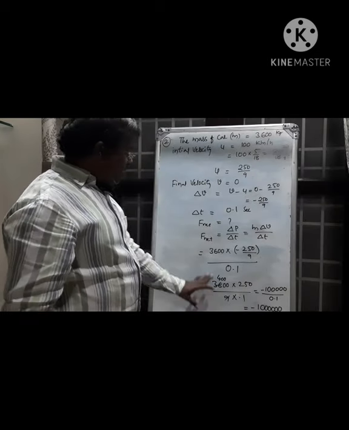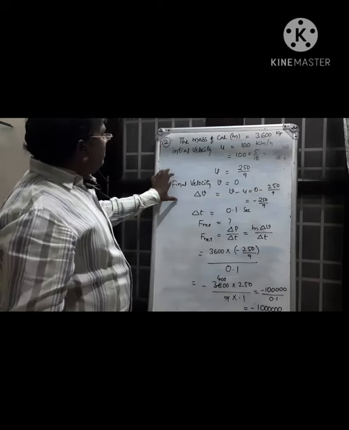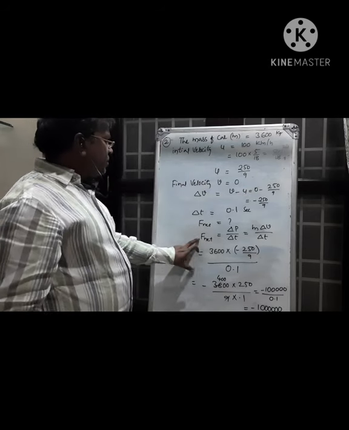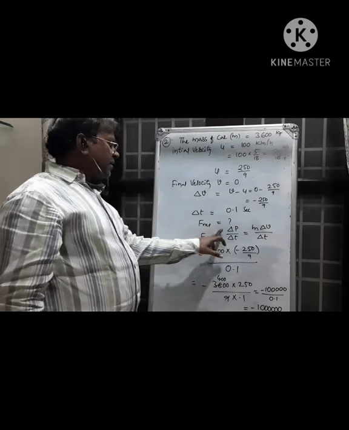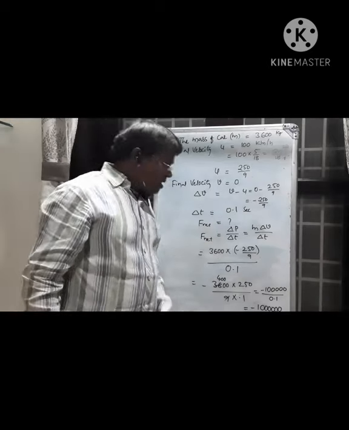So here we made use of Newton's second law, that is, F net is equal to delta P by delta T. Like this we can solve the problems.